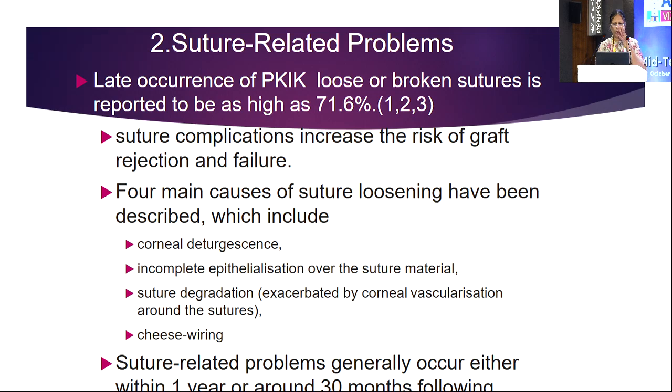Suture related problems are a late occurrence of PIK because of loose or broken sutures. Suture complications are mainly because of corneal dehydration and incomplete epithelialization over the suture material, or suture degeneration and cheese wiring, especially post keratoconus where the cornea thickness is very low, which causes cheese wiring because of the pressure. Suture related problems generally occur between 1 year and 30 months.